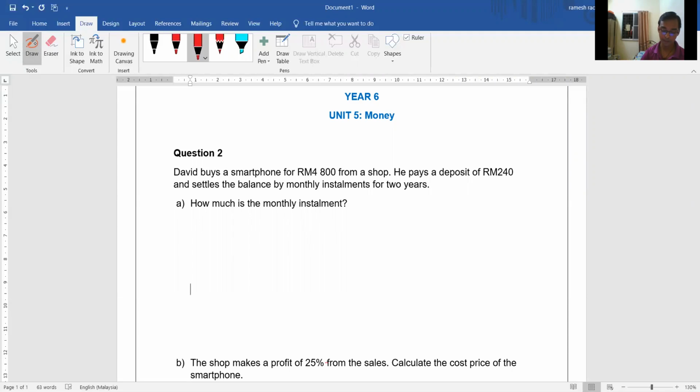David buys a smartphone for 4,800 ringgit from a shop. He pays a deposit of RM 240 and settles the balance by monthly installment over 2 years. So question number one is, how much is a monthly installment? I mean, how much are you going to pay every month?